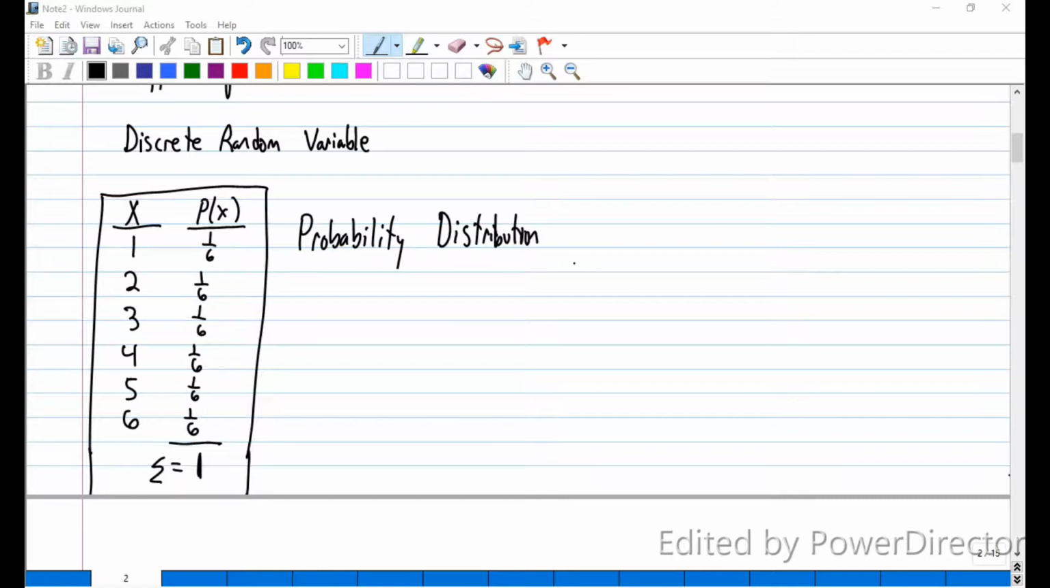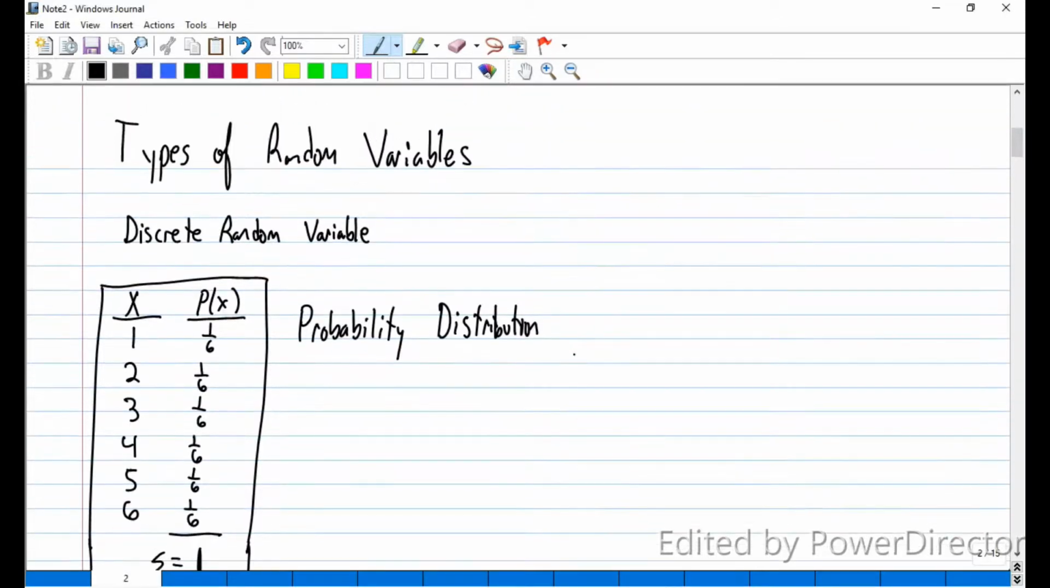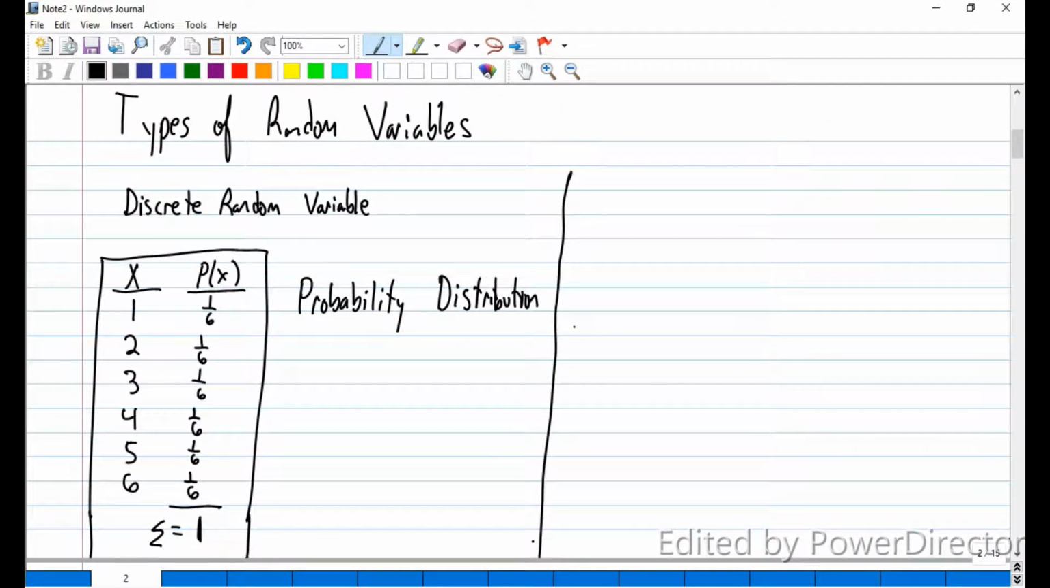Now, so that's what a discrete random variable is. A continuous random variable, that's a random variable that can assume any value on a continuous segment of the real number line. So that's the main difference between a discrete random variable and a continuous random variable, is that a continuous random variable can assume any value on a continuous segment of the real number line.